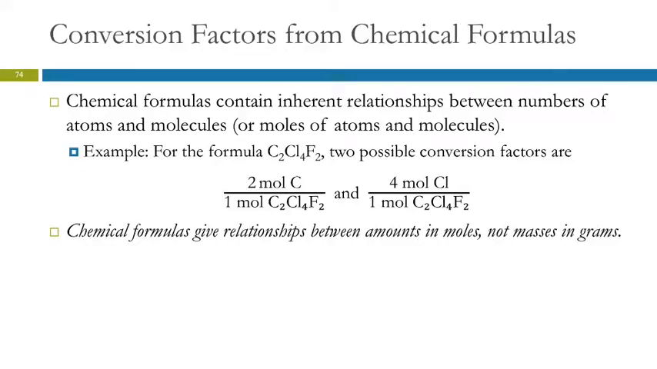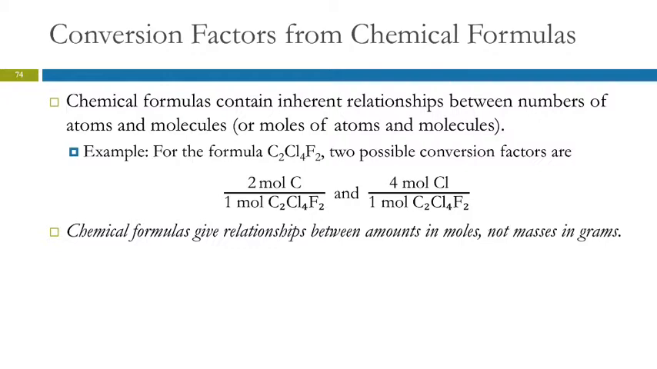We're continuing to look at composition of compounds. We looked at how you can use percent composition as a conversion factor. And this is even more useful in chemistry, conversion factors from chemical formulas. So the chemical formula is a conversion factor relating to the numbers of atoms and the numbers of molecules.